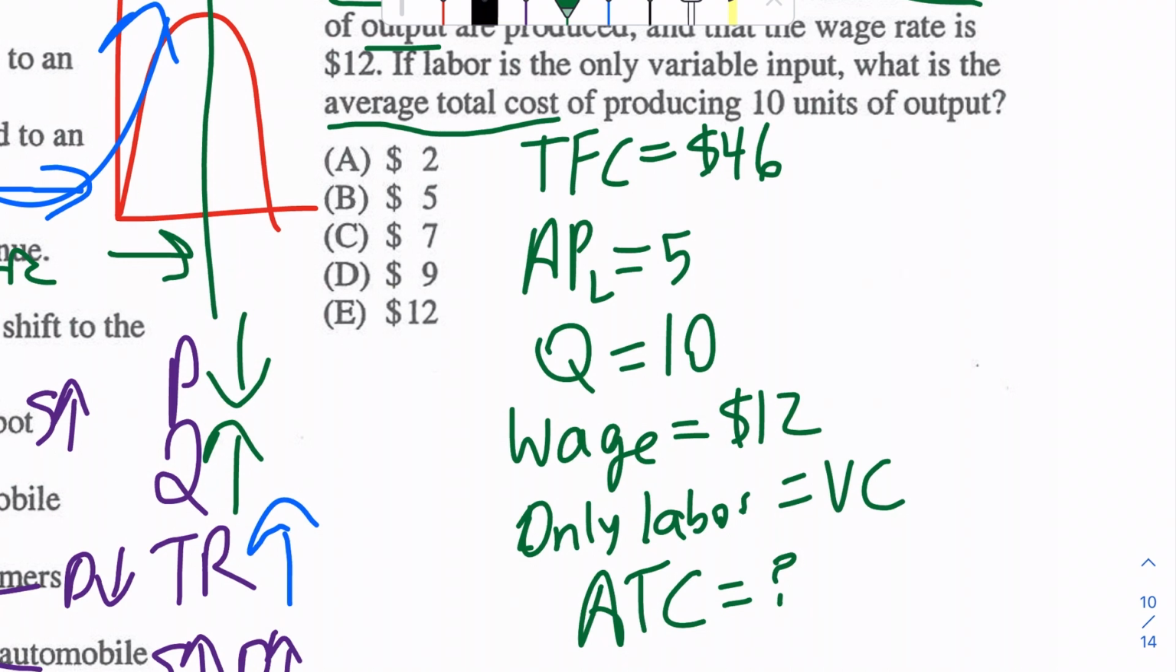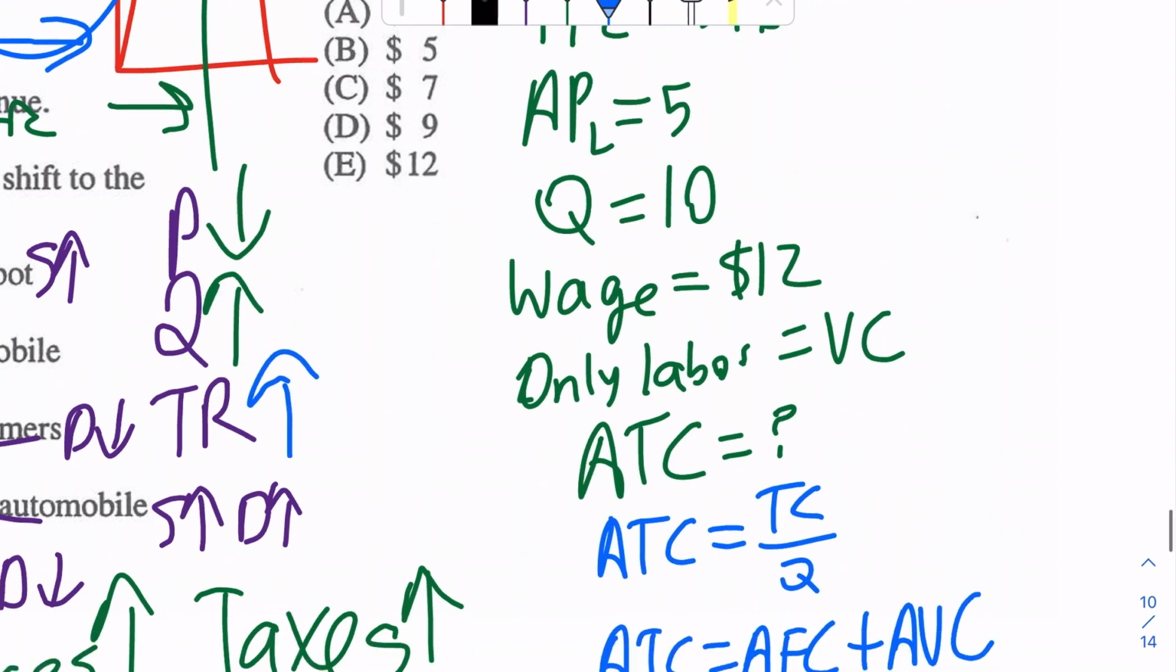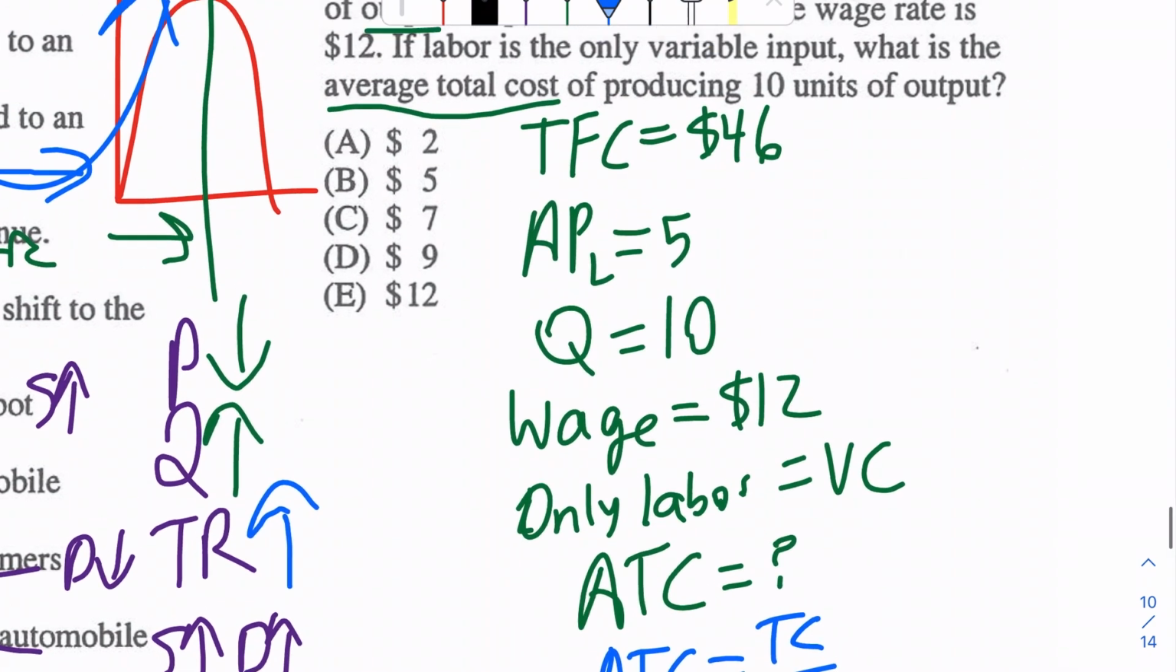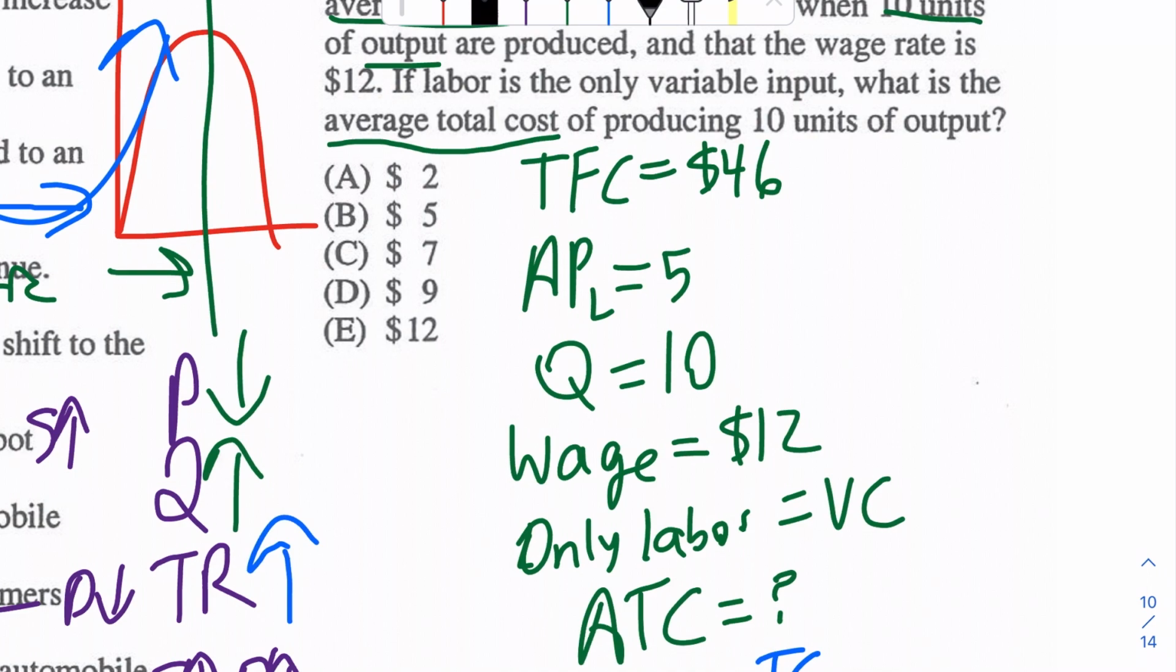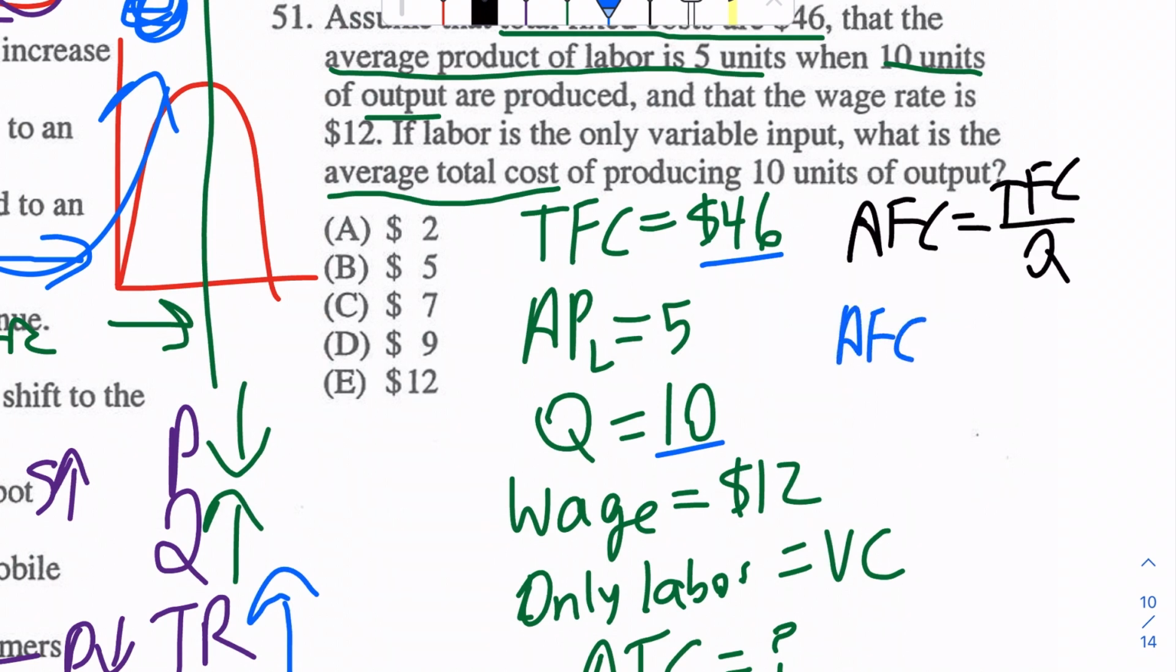What do we need to know for ATC? Well, there are two ways to find ATC. There's total cost divided by quantity, or there's average fixed cost plus average variable cost. How do we find average fixed cost? You will be doing total fixed cost divided by quantity. So that would be 46 divided by 10, so your average fixed cost is 4.6.